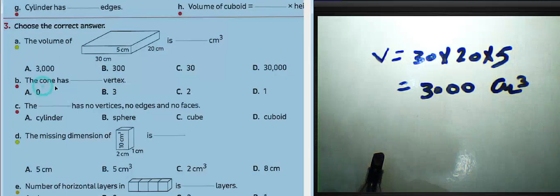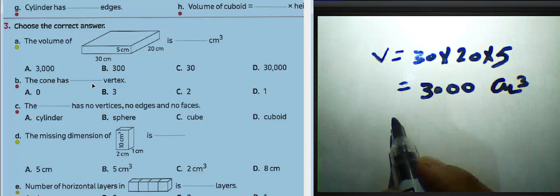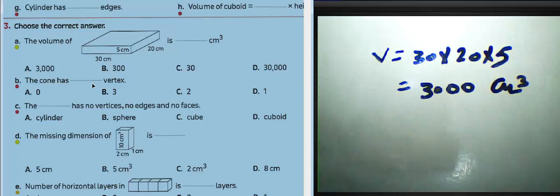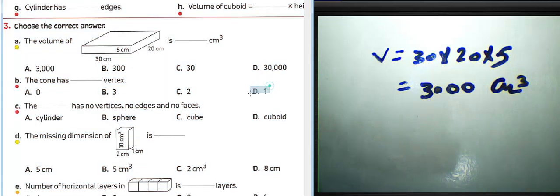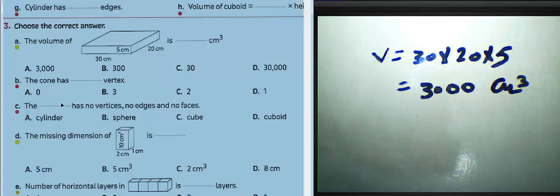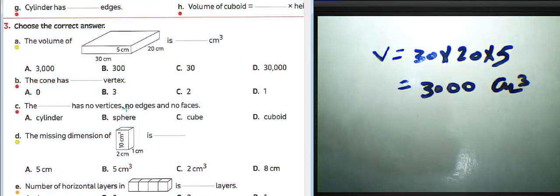Question letter B. The cone has a base and a vertex. We know a cone has one vertex. We must choose letter D for this example. Question C. The shape has no vertices, no edges and no faces. It's a sphere. A sphere has no vertices, no edges and no faces.